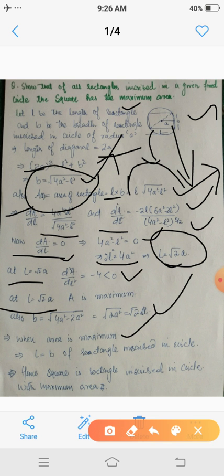So God willing, in tomorrow's video lecture, we will discuss a few more questions of this type, that is, how we apply maxima and minima in solid geometry.